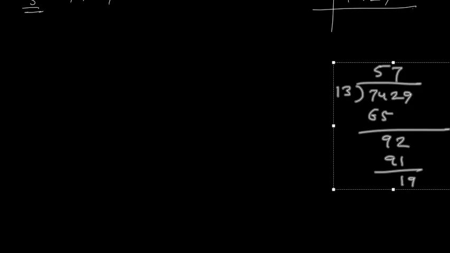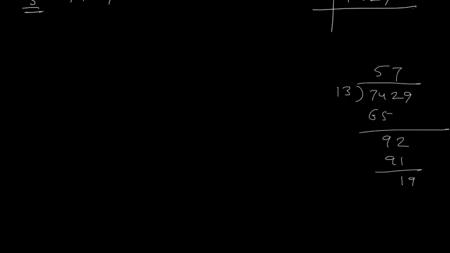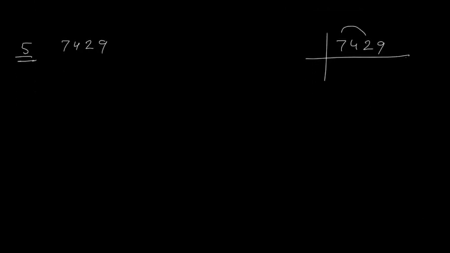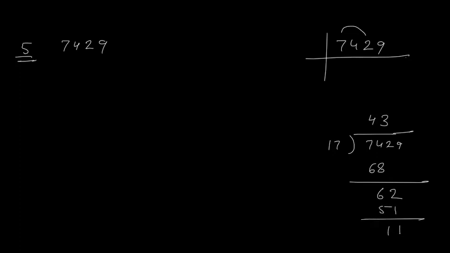Then with 17, let us check whether it is divisible by 17. So I will divide this 7429 by 17. 17 4s, 4 7s are 28, 4 1s are 4 plus 2 is 6, 68. 14 minus 8 is 6. Now this is 62. 17 3s are 51. So it is 119.